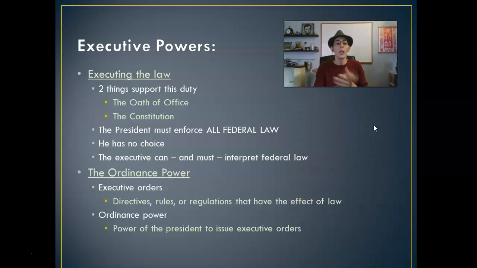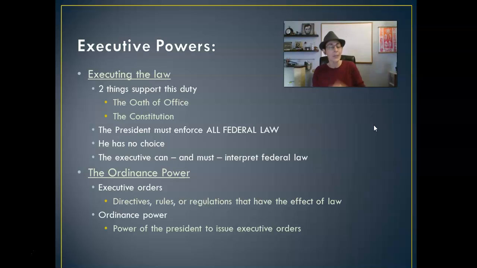The executive powers. Two things support the idea that the president must execute the law: the oath of office and the Constitution itself. It explicitly states that this is the power and duty of the president. The president must enforce all federal law, all right? Sometimes presidents take some heat because they're enforcing laws that some of the people that voted for them don't agree with. But the president is not empowered to decide which laws he will follow. That would completely undermine the separation of powers and checks and balances. The president must enforce all federal law, whether he agrees with it or not.